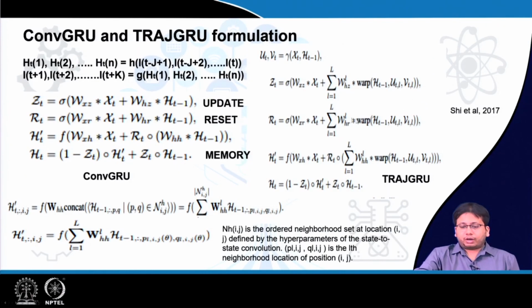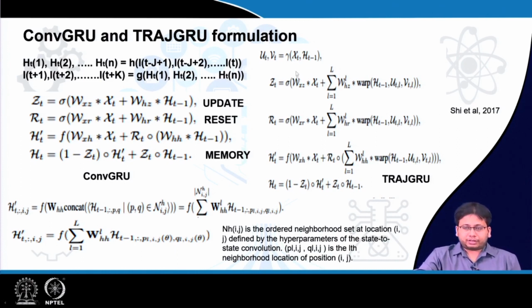Now this warping does not happen randomly, but there is this function gamma which takes the xt, the present input, and the past memory, and does some kind of operation on it. In the case of conv LSTM, this gamma is some kind of a constant function, but in the traj GRU, it's not constant.